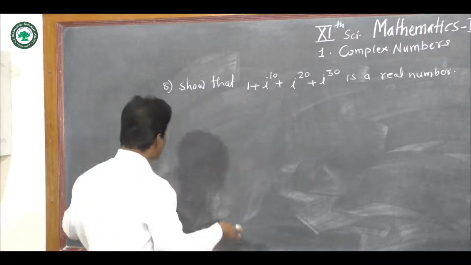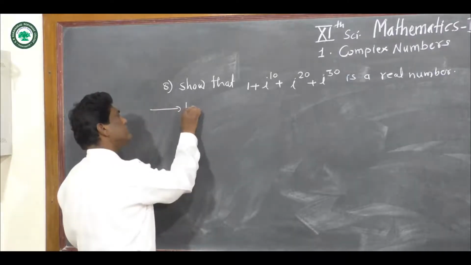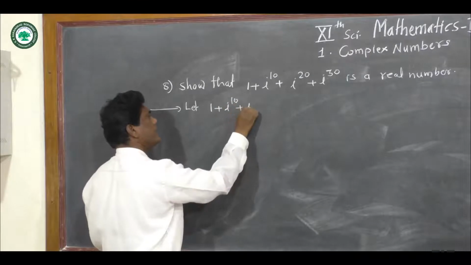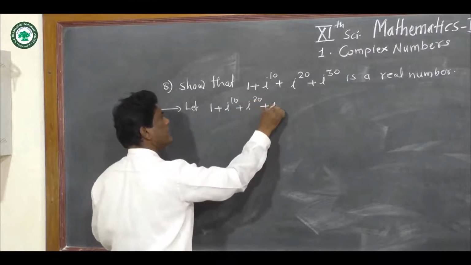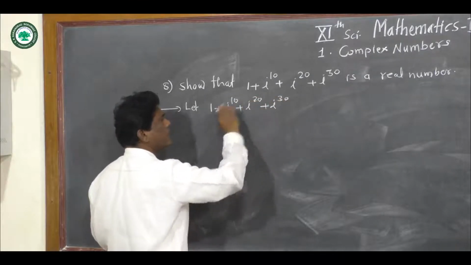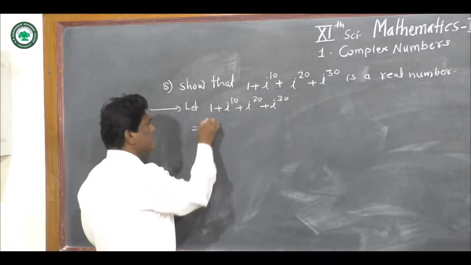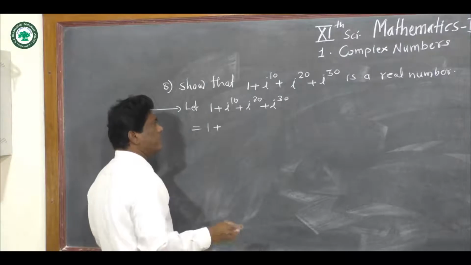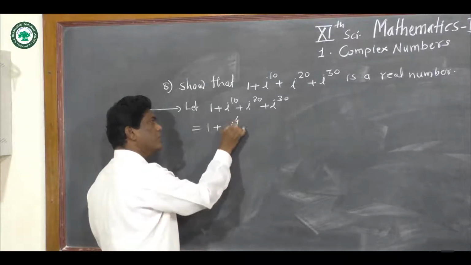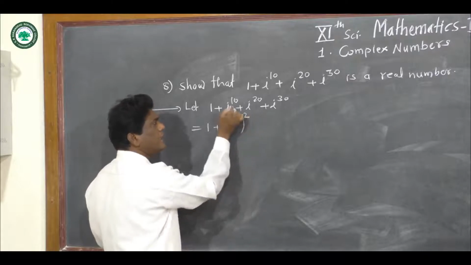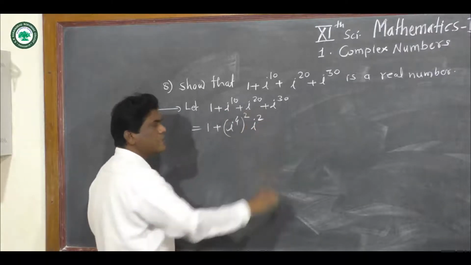So solution of this: let 1 plus i to the power 10 plus i to the power 20 plus i to the power 30. Higher powers of i are given here. So it is equal to, we write this one as 1 plus i to the power 10, we write i to the power 4 to the power 2, 4 2s are 8, 8 plus 2, 2 is the remainder.